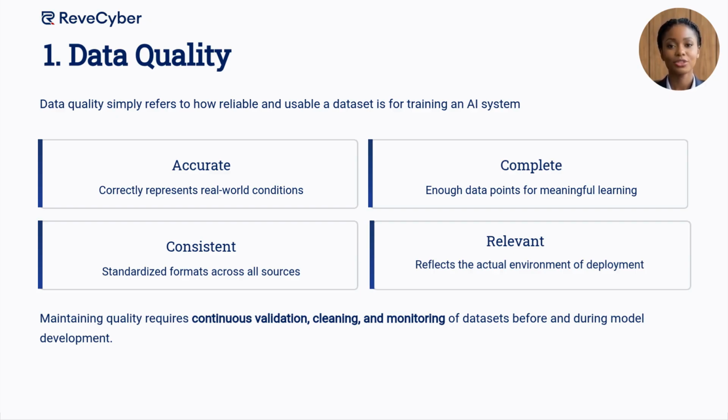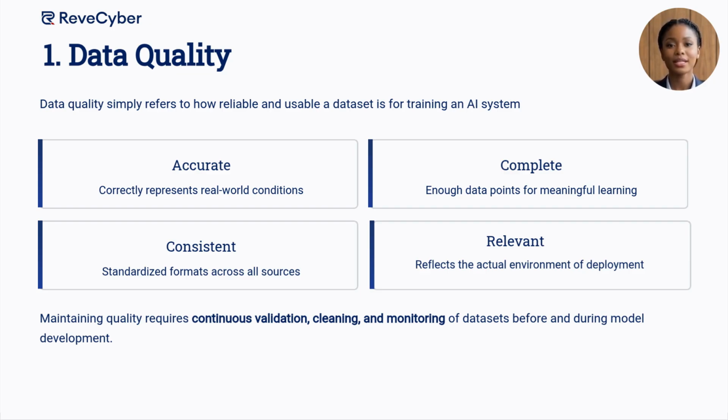For a dataset to be useful in AI development, a few things generally need to be true. First, the data should be accurate. The information in the dataset should correctly reflect real-world conditions. If measurements are wrong or values are recorded incorrectly, the model may learn patterns that simply don't exist. Second, the dataset should be complete. There needs to be enough information for the model to identify meaningful relationships between variables. If important data points are missing, the system may struggle to learn reliable patterns.